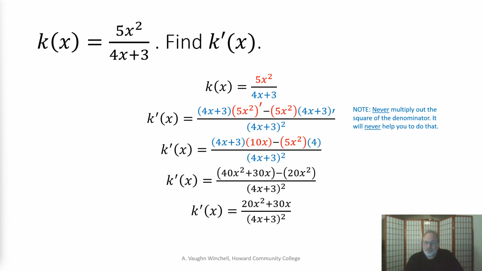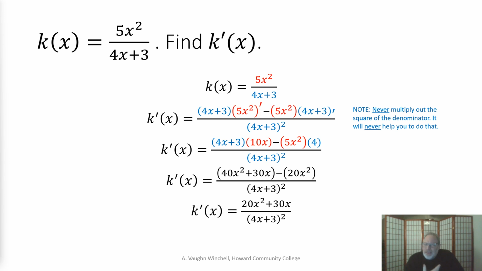So I take this 4x plus 3 and I square it. And I have a little note here on the side. I know how to do 4x plus 3 times 4x plus 3. I can do it in my head. It's going to be 16x squared plus 24x plus 9. But I'm going to tell you that I've been doing calculus on and off since 1980. That's what, like 112 years. And in that time, I have never once seen a problem where there was any benefit to multiplying out the square of the denominator. Just don't do it.